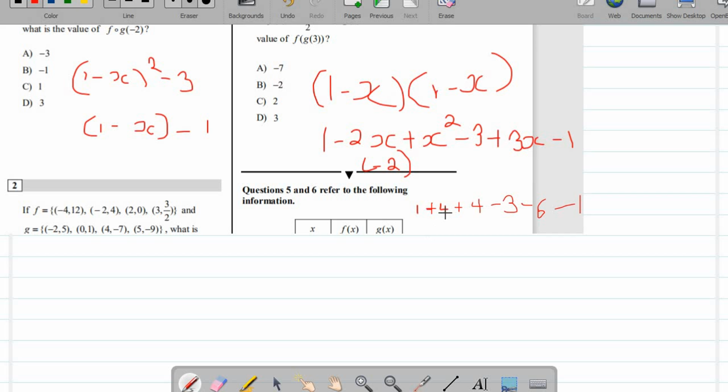1 plus 4 will give you 5. 5 plus 4 will give you 9. 9 minus 3 will give you 6. 6 minus 6 will give you 0. 0 minus 1 will give you minus 1. Any other thing you do in this particular thing will give you a wrong answer entirely. So let's move on.